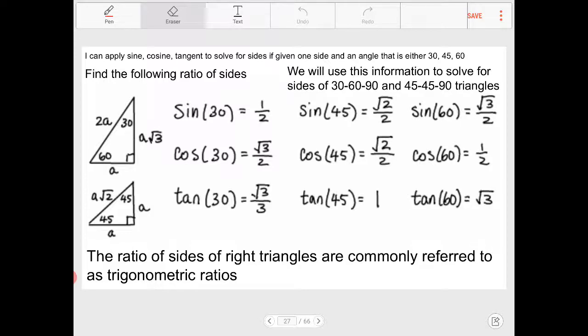Again, the ratios of sides of a right triangle are commonly referred to as trigonometric ratios. So these are what we refer to as trigonometric ratios. Do you see in this word here, even though it looks really complicated and scary, there's a word here, trig, right? That prefix just implies triangle. So what we're doing here is talking about the ratio of sides of triangles.